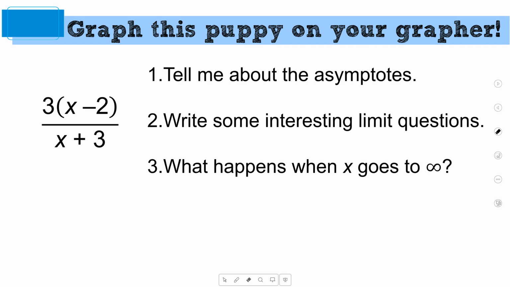By the way, how many asymptotes are there? 2. There are 2, good.